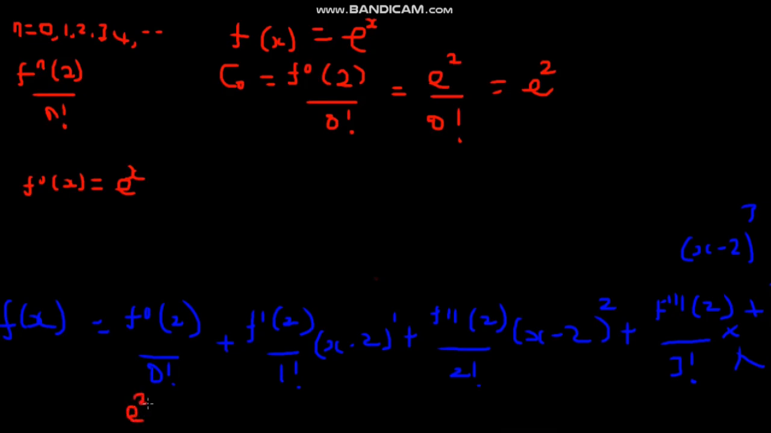e to the power 2. Okay, so now let's focus on what you have remaining. So this one to be what? Let's say c1 will equal the first derivative of the function at 2 over 1 factorial, right? Okay, so now what will be the first derivative of this function?